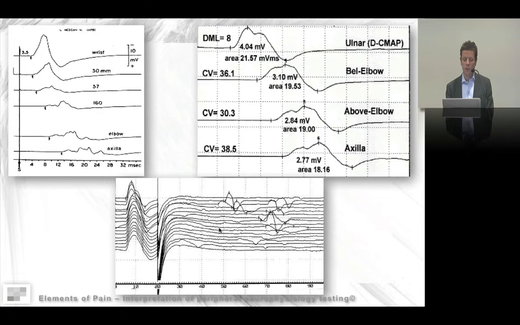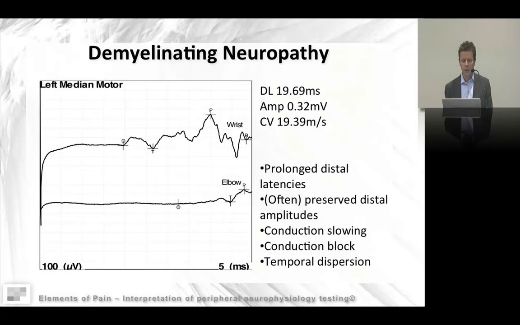And this is the example of the F waves, where before in a motor study they would normally all appear here at about 30 milliseconds. Instead, what we're getting is marked dispersion with them appearing at very prolonged periods of time. So this is a demyelinating neuropathy.